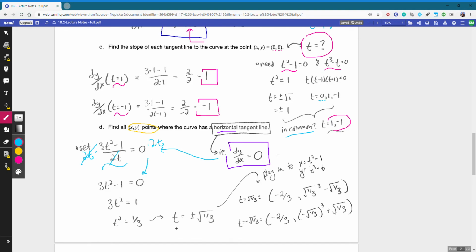All right, and so these are the points in time when our tangent line is horizontal, but we want the actual points. In order to get our points, once we have our points in time, we need to plug into our parametric equations, and those will hand us the x and y. And so if we just go through and do that, plugging in our two solutions, positive root 1/3 and negative root 1/3, we get these hideous looking points.